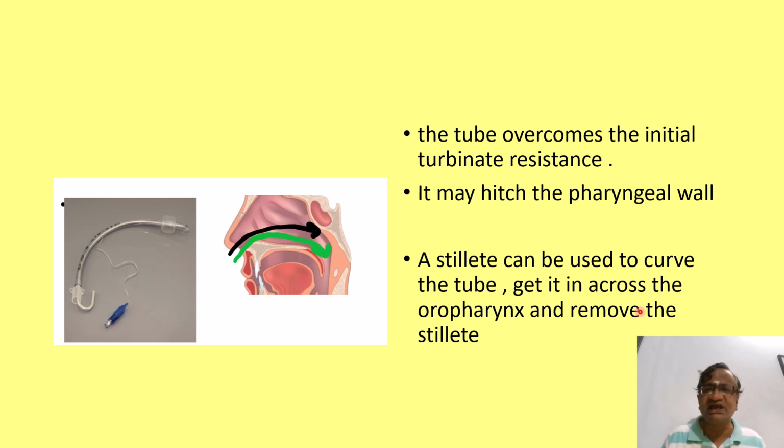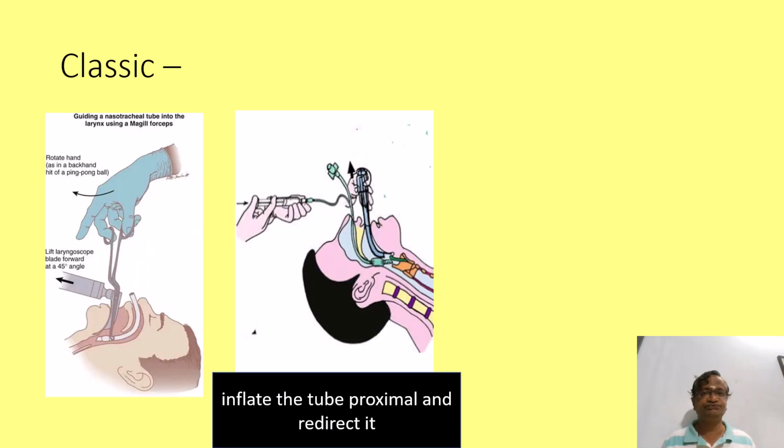The tube overcomes the initial turbinate resistance and hits the pharyngeal wall. Now a stylet can be used to get the curve here. What happens is it is hitting now. Okay, now you use a stylet and get the curve in here, down. That is what I told, how to push. Sometimes tube rotation may get it anterior. Sometimes slightly inflate the tube. If you inflate the tube, now you see it is coming anterior.